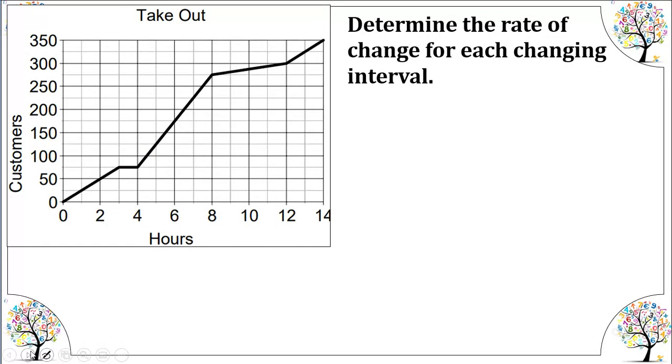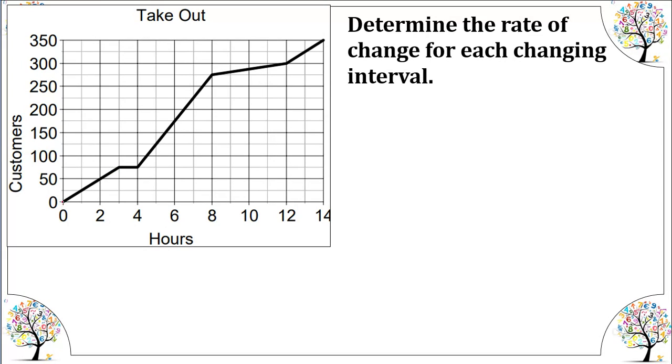Now let's take a look at an example that's more specific. We have 1, 2, 3, 4, 5 intervals of different rates of change. So we can see that here we have a fast food restaurant, takeout, and over the given hours, we can see how busy the restaurant was. And so now let's find the rate of change between each interval.